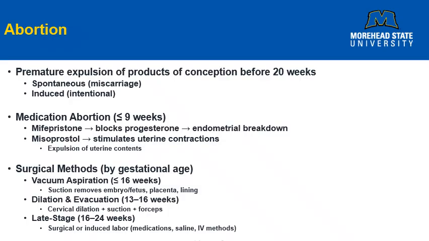Okay, and there are surgical methods. Again, there are different types of surgical methods, and it really depends on the baby's development. Vacuum aspiration is the most common because it's usually done early on in the weeks, and it's just suction and removal of the lining, placenta, and embryo. Dilation and evacuation is very similar, done at 13 to 16 weeks. It involves forcing dilation by surgical means and removing the embryo or fetus, placenta, and lining.